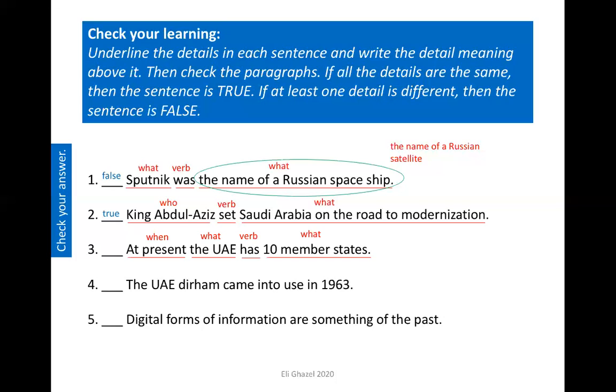At present, the UAE has 10 members. So at present is the when, and notice we put it at the beginning because that's an emphasis. What the UAE verb has what? 10 members. Well, actually it has 7 member states. Therefore, false. And of course, you can continue with your students and say, this is not in 1963, this is in 1973, so it's false.